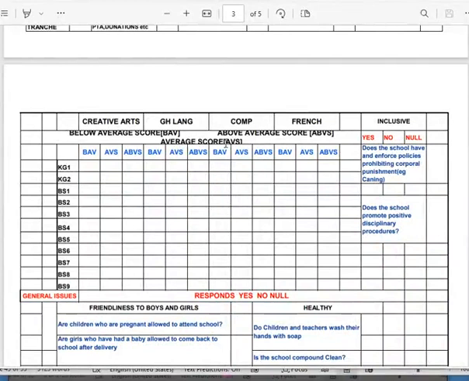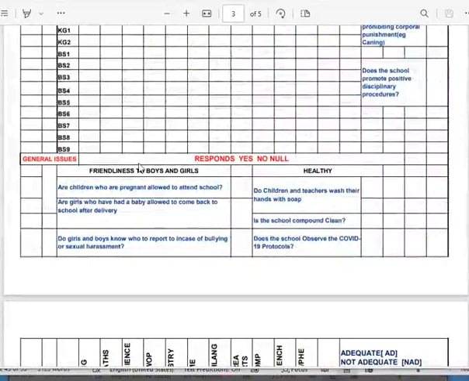This is a continuation of the other subjects being taught in the school, where you are going to provide the average score, the number of students who had below average, and the number of students who had above average score. Now, under general issues, you continue to supply this information by responding yes, no, or not applicable. So these are the questions. Are children who are pregnant allowed to attend school? You indicate over here yes, no, or not applicable. Are girls who have had a baby allowed to come back to school after delivery? Do girls and boys know how to report in case of bullying or sexual harassment?